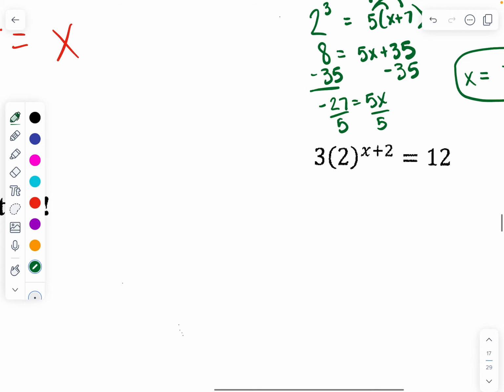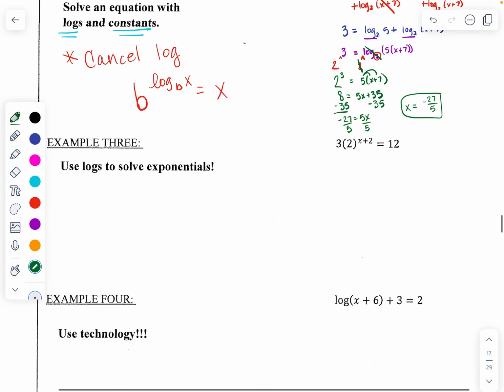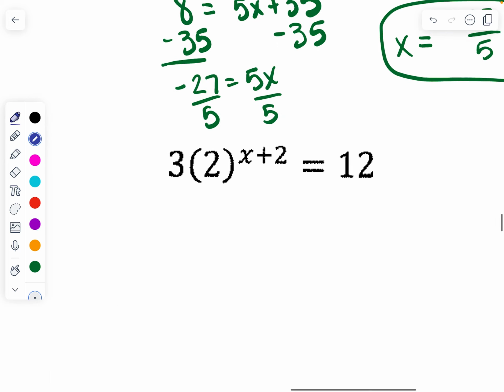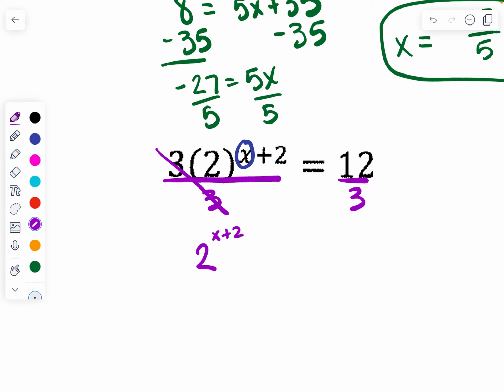Let's look at the next one. So we're going to use logs to solve these exponentials. We see here, the problem is I'm trying to solve for x, but it's in an exponent. And we know when we are trying to get something out of an exponent, you can use a log to get it to go away. Before we do that though, let's do what we can. Let's get rid of this coefficient of 3 by dividing by 3. So this leaves me with 2 to the x plus 2 equals 4.